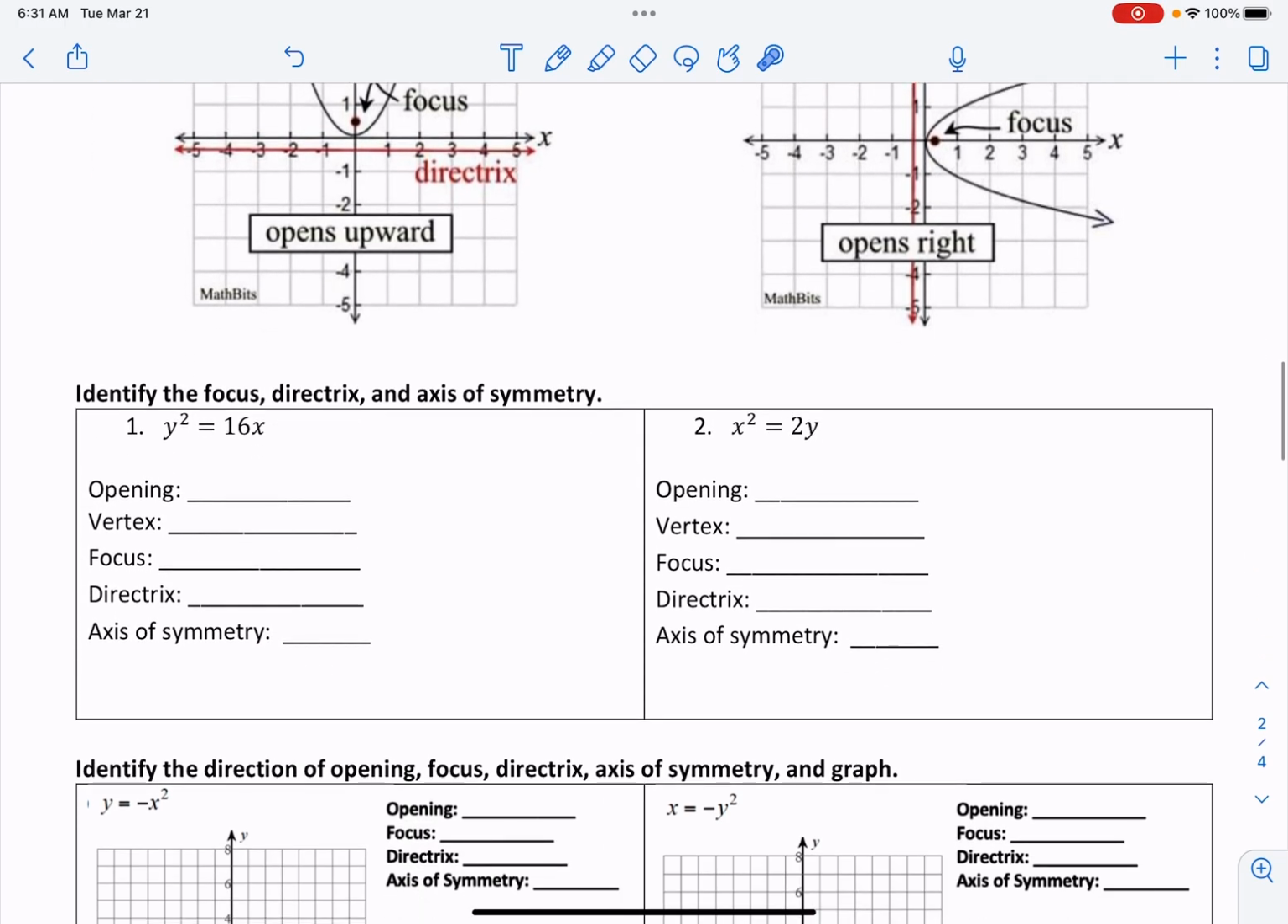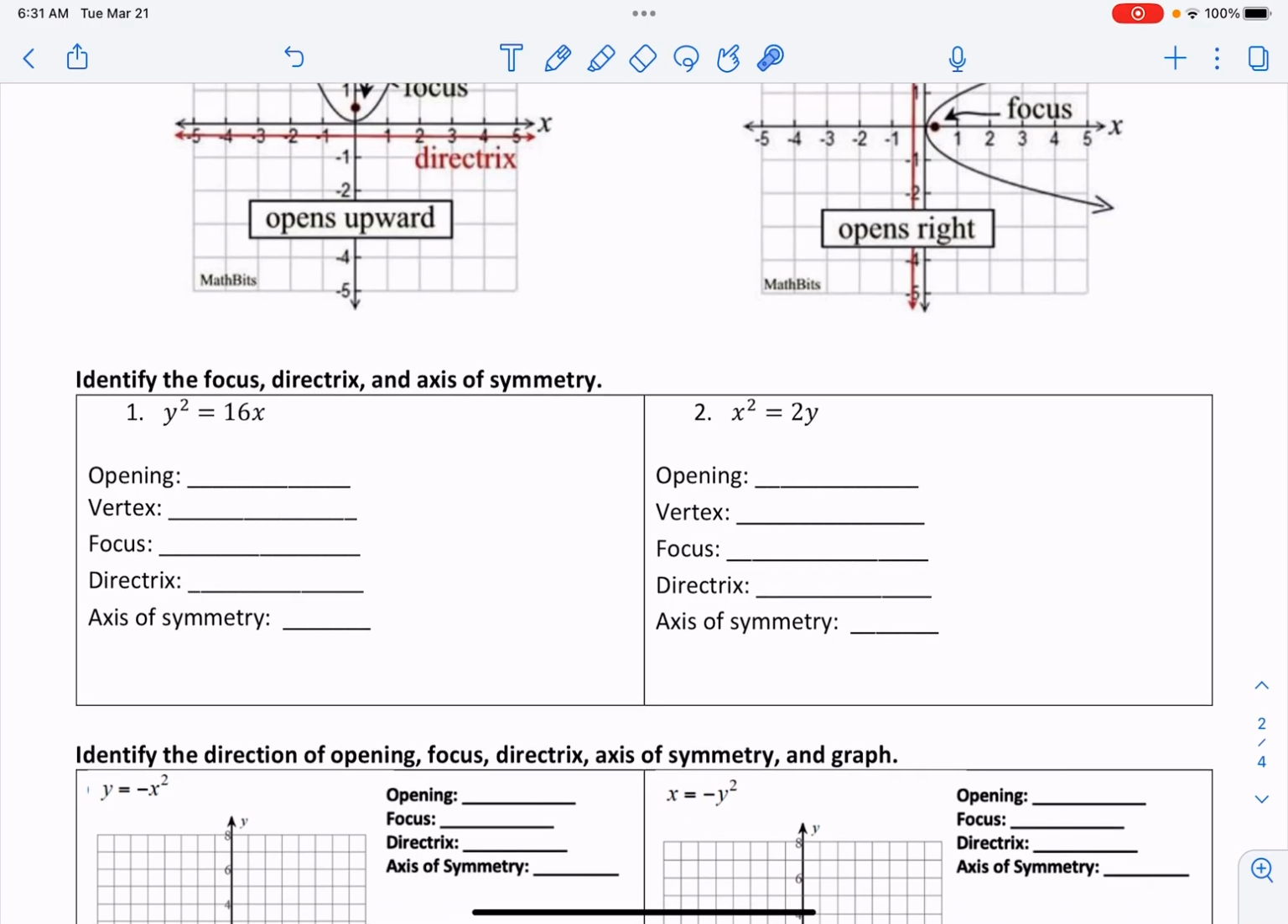So let's make sure we identify all the information here. The first thing we're going to do is identify what p is. So notice this is a y squared. Because it's a y squared, that means it either opens to the right or to the left.